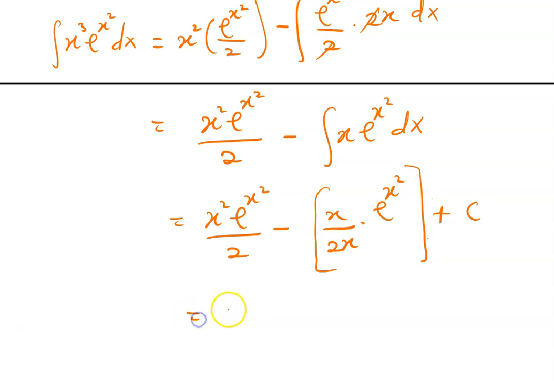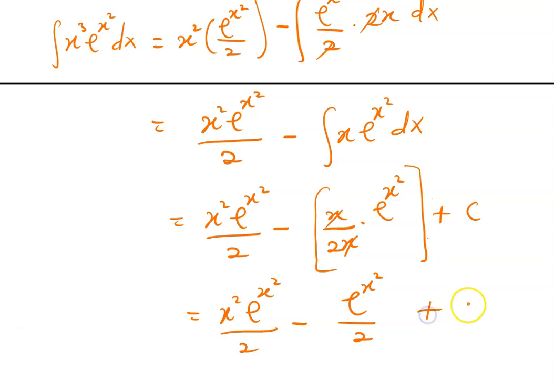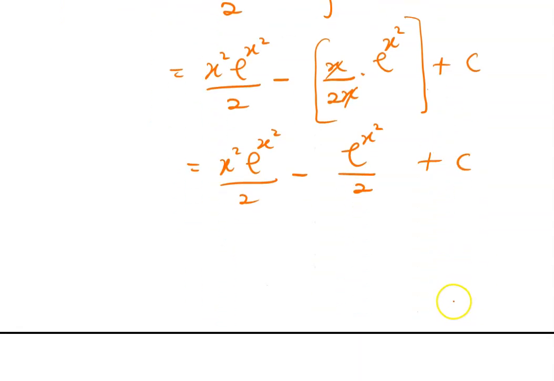So at this point, I'm going to get x squared e^(x squared) divided by 2, minus x. The x cancels the x here, right? So you don't need to write the x again. So minus e^(x squared) divided by 2, plus c. Okay, very good.